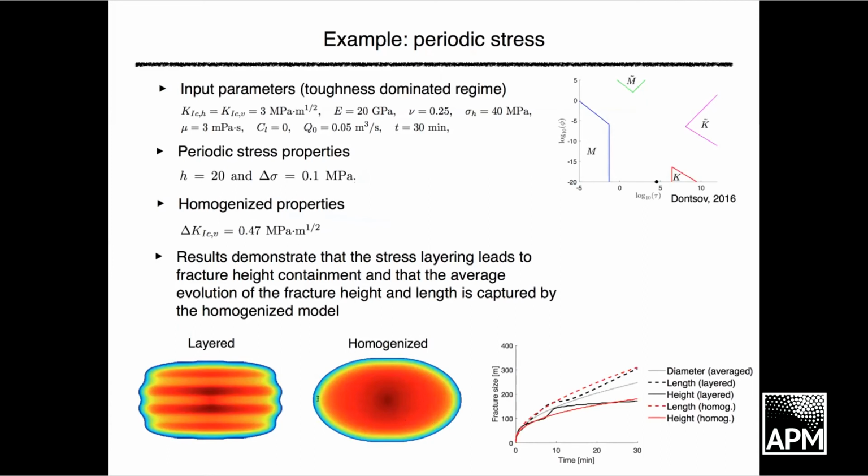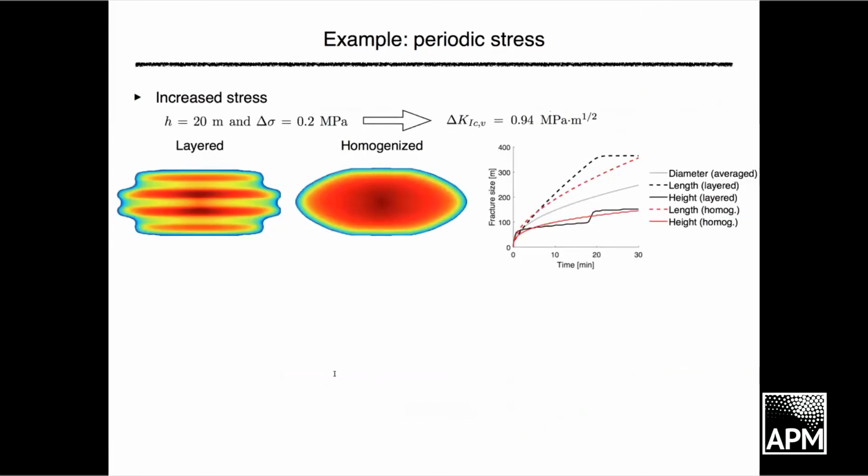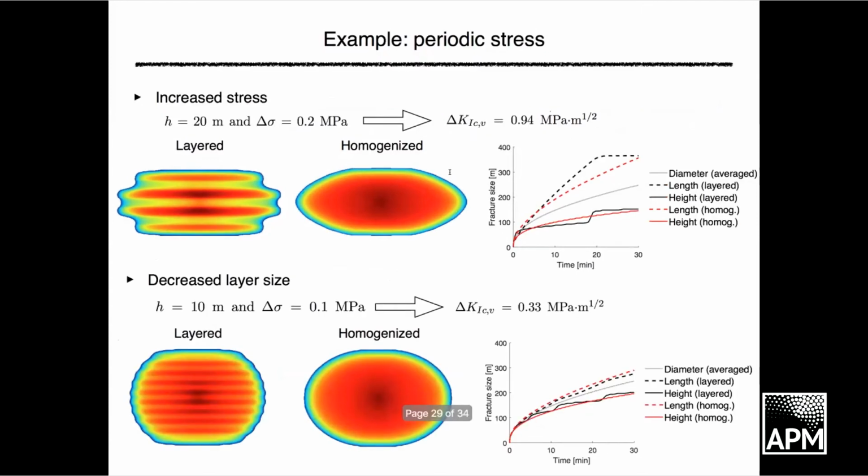And homogenized, you match the aspect ratio. You don't match the exact details, of course, the width variation, but you match the details of height containment, which is very important. Now you can say, let's see if this formula scales well. So we double the magnitude of stress, and you're going to have even more height containment. Again, the layered material solution is here on the left. We double the effective toughness, and we do see that we match the height and length very, very well. Now, what if we change the layer size?